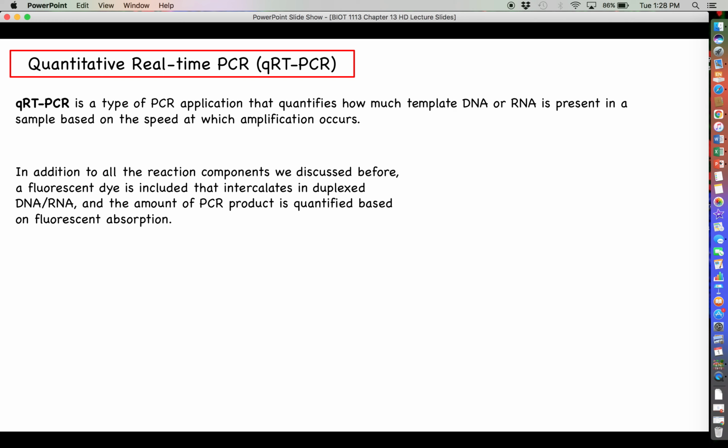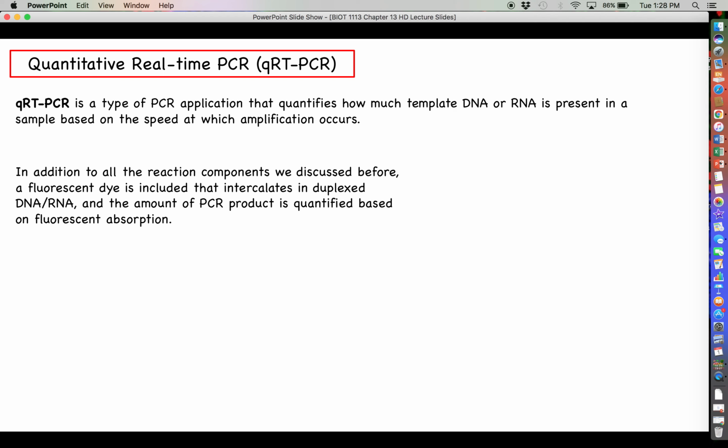So in addition to all the reaction components that we talked about before, all the different goodies that you need to mix up in the tube, we're also going to add in a fluorescent dye. Usually we're talking about something like SYBR Green. That fluorescent dye is going to intercalate in duplex DNA or RNA when the product is formed.